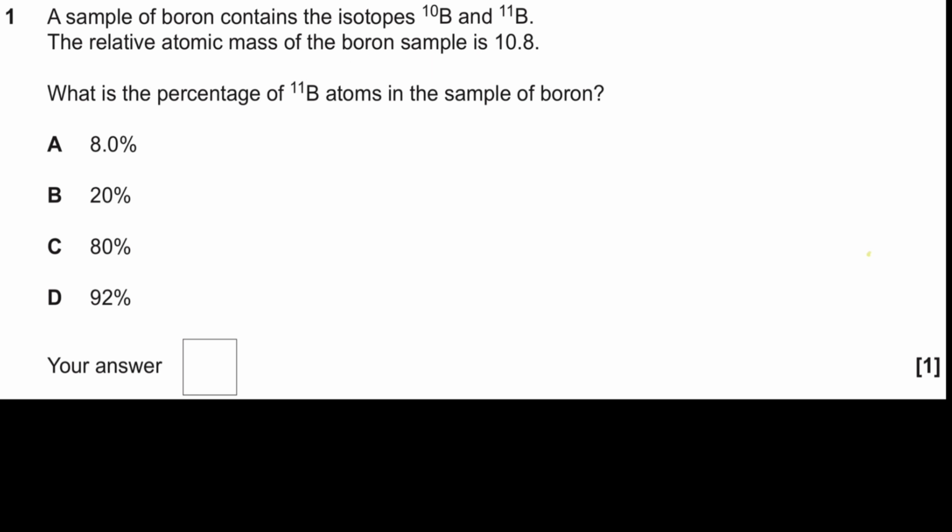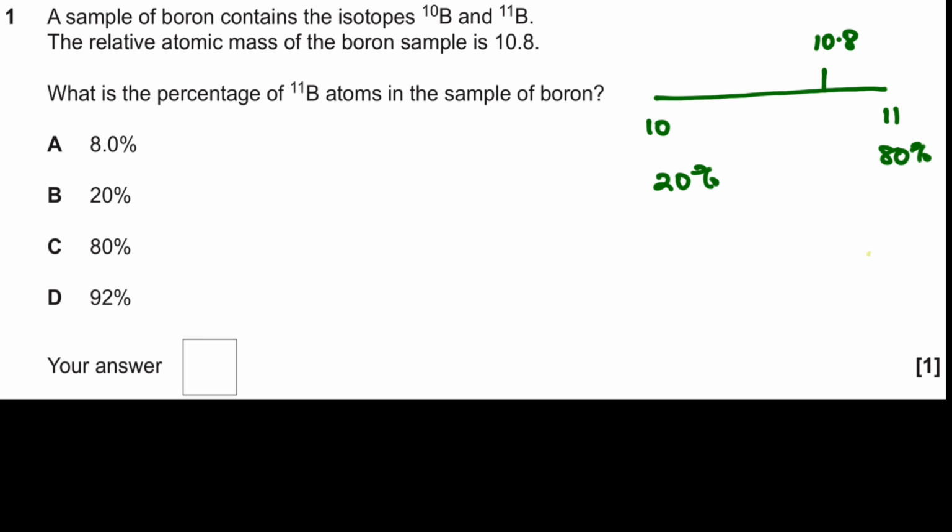So if we have the two borons, one is 11 and one is 10, and the relative atomic mass is 10.8, which means 10.8 is right here. So we've got a higher percentage of 11 than the 10. So we can say that the percentage of 11 will be 80% because it's closer by 20, and the percentage of the 10 will be 20%.